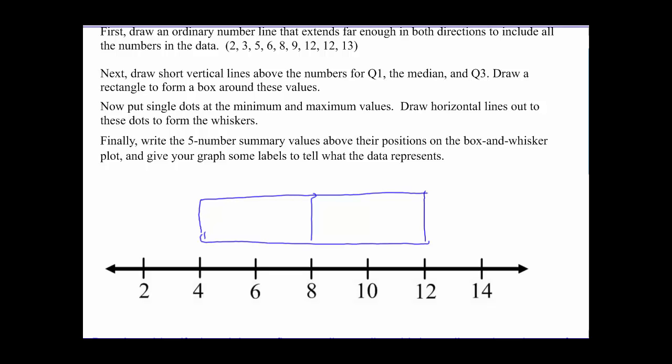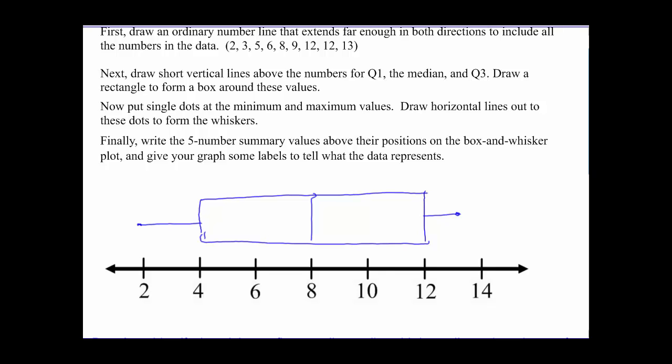Now we're going to go to the minimum and maximum. We're going to put single dots on 2, and another on 13, or about where 13 is. And we're going to connect these to form the whiskers. So we draw our line from the dot to about the middle of the box on each side. And you have created a box plot.